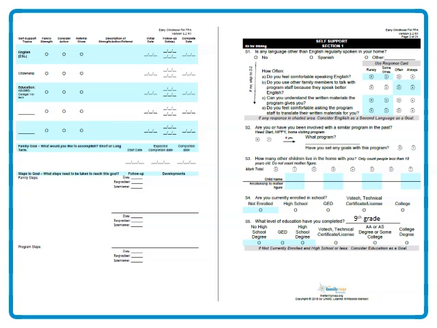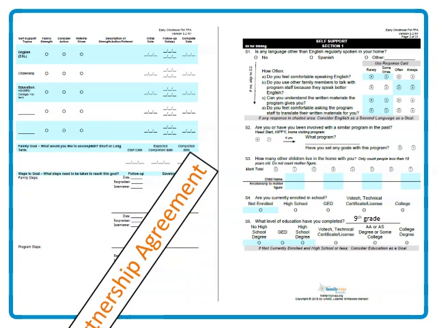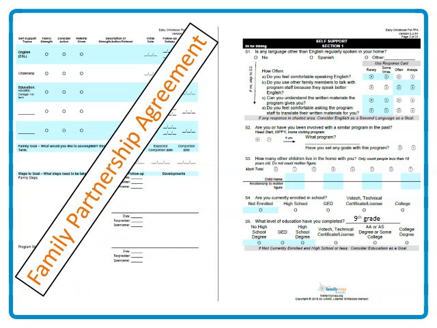Here is an example of a Family Map with a Family Partnership Agreement. When you have your Family Map opened like a book, like we see here, the Family Partnership Agreement is on the left and the Family Map questions on the right. Each page of Family Map questions has its very own Family Partnership Agreement on the left. The very first page of demographic questions is the only page in the Family Map that does not have a Family Partnership Agreement on the left.